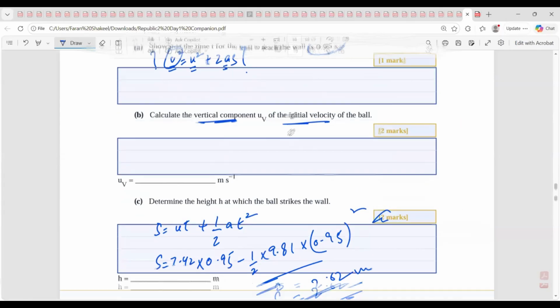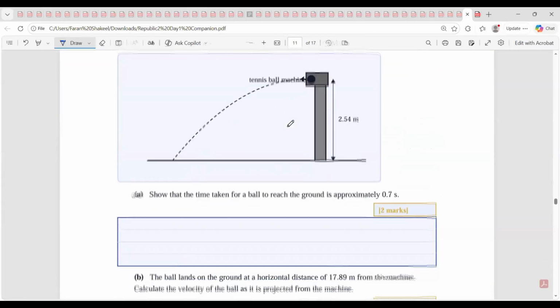Everybody got that? Makes sense. Okay, yeah, I got that. Okay, now we've got another example.